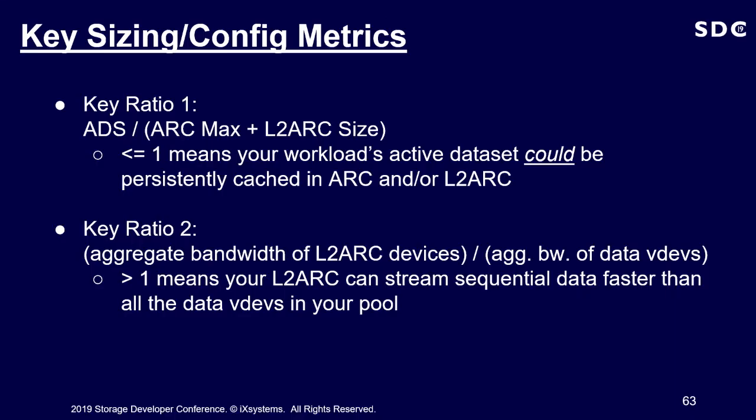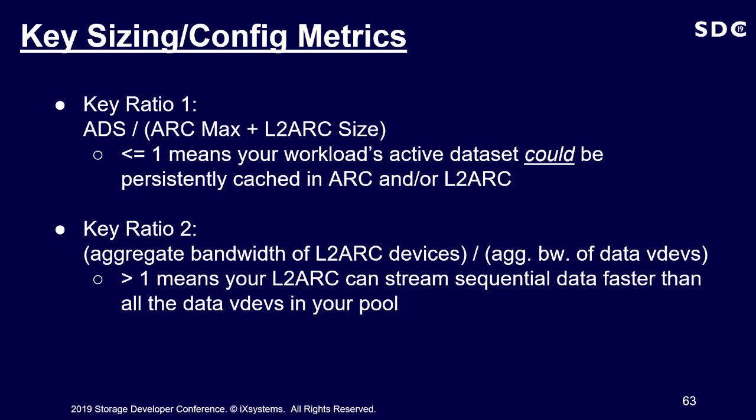So this is probably the money shot for the rest of the presentation. There are two key metrics that you can calculate to size a system or configure a system for L2ARC. The first one basically says, hey, is my active data set size going to fit in my L2ARC? The second one basically says, is my L2ARC fast enough to make that a good thing? Because you can get all your data in L2ARC just like I showed you before, but if you get all your data in L2ARC and L2ARC is slow, that's a bad thing.